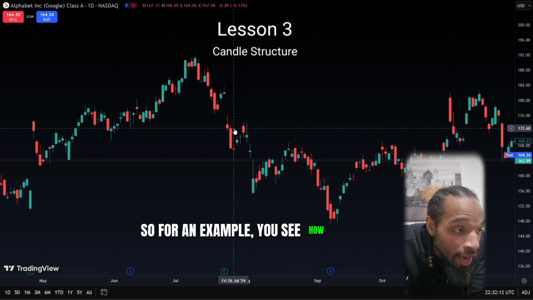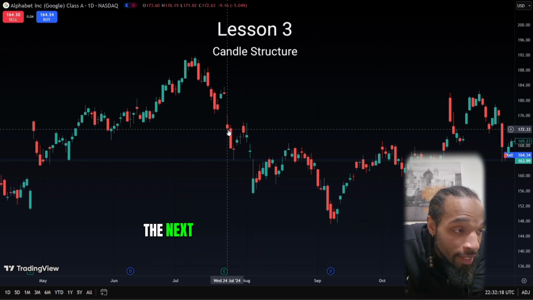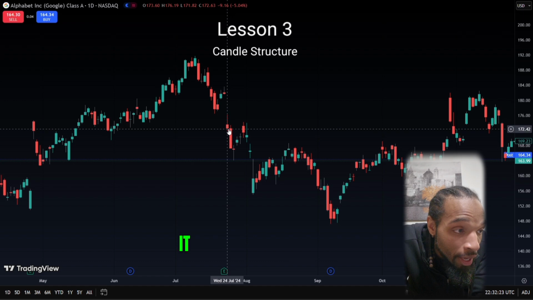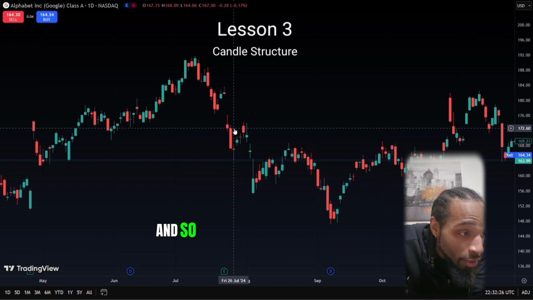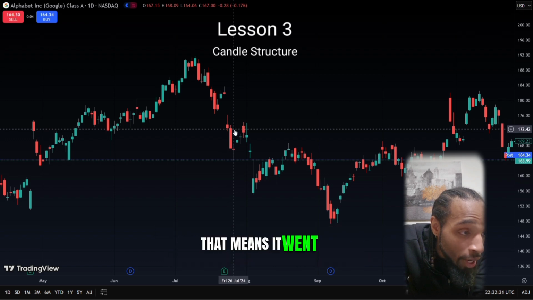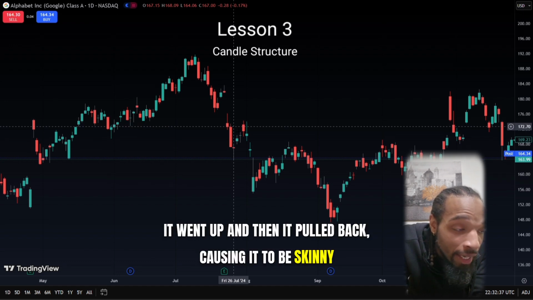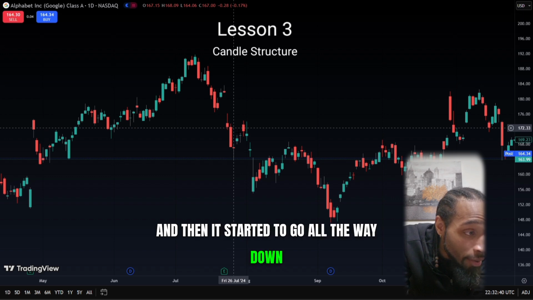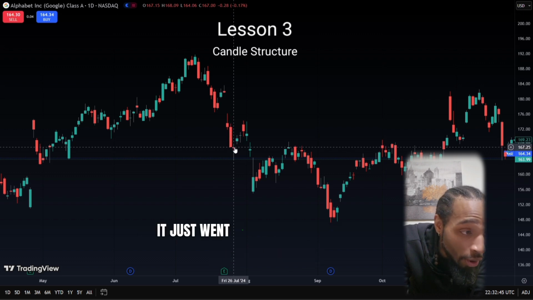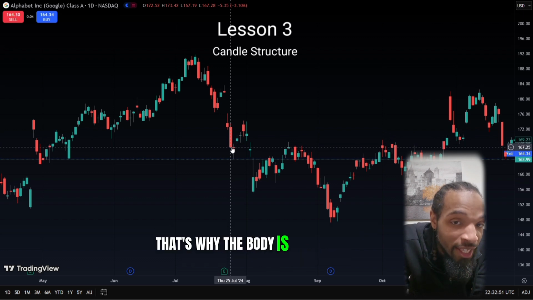For an example, you see how almost every single candle, the next day it opens up even with where it closed. It closed right here, boom, it opened up in the same spot. And this little candle right here, that little wick at the top, means it went up and then it pulled back, causing it to be skinny. And then it started to go all the way down. Because there's no wick, it never pulled back. It just went all the way down and closed like that for the day. That's why the body is thick like that.